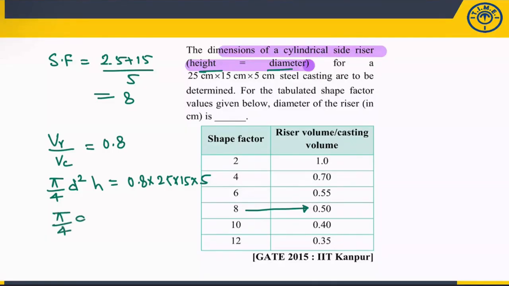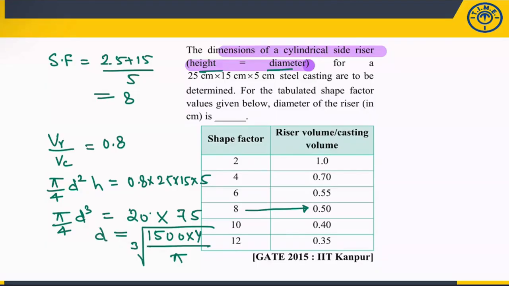So pi by 4, this is d cube. This will be nothing but 75 into 20. So this will be around 1500 into 4 divided by 5 and cube root of this. Anyone? How much you are getting? Very good. 10.6 centimeter. Okay, don't do these silly mistakes while calculating. So you will get answer is 10.6 centimeter. And now again you have to check in which unit they are asking. They have asked in centimeter.